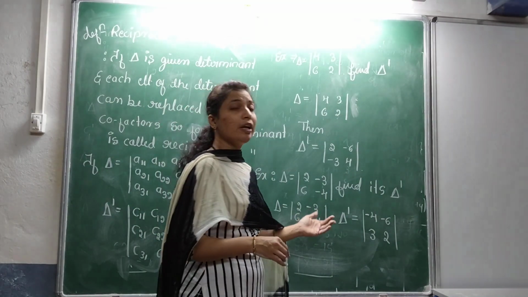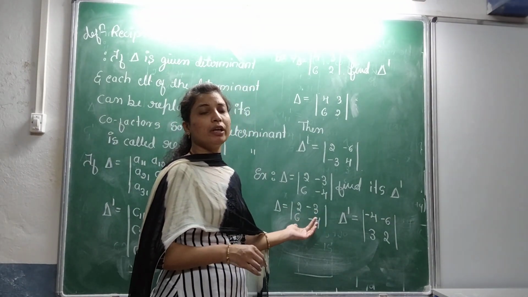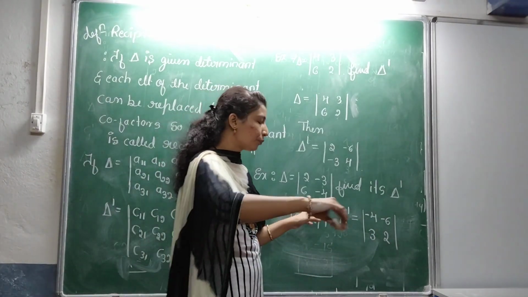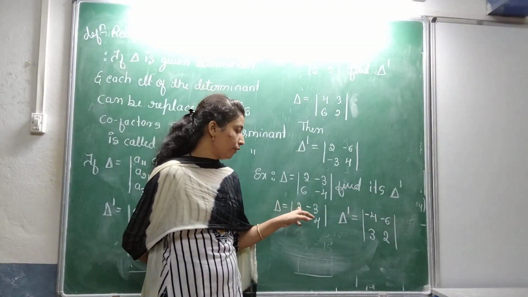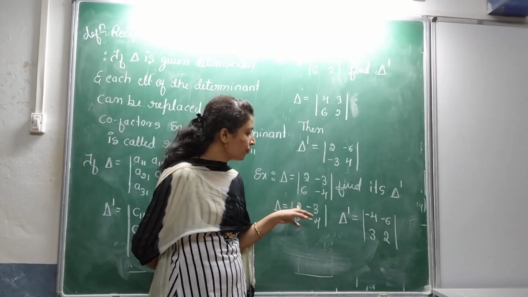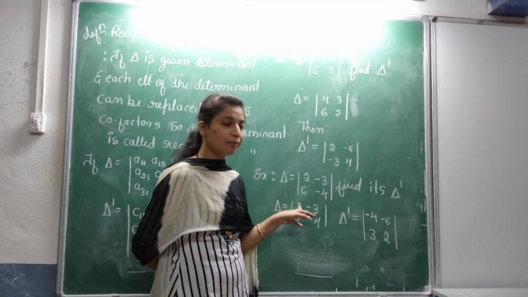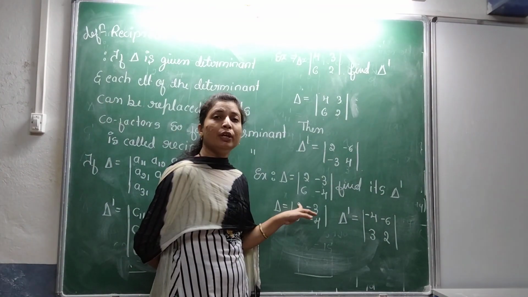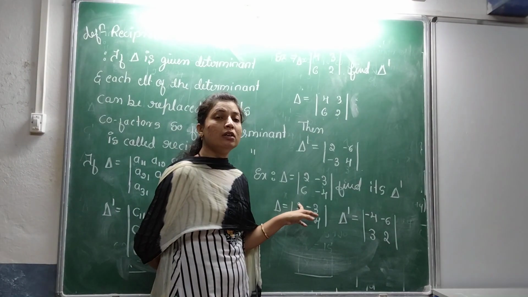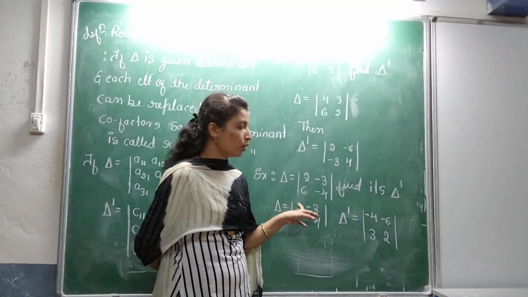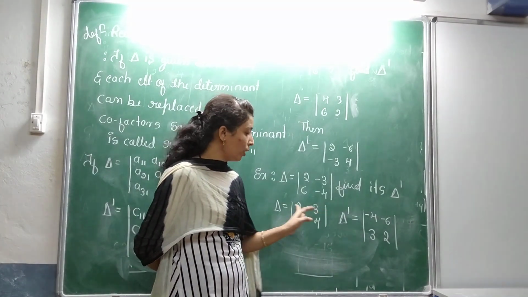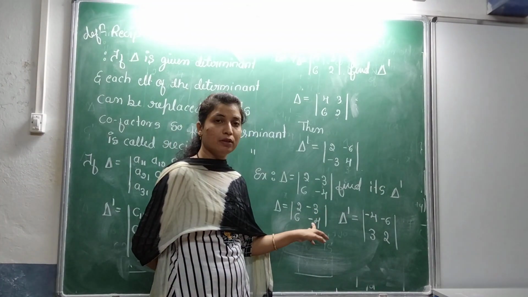Or we can find delta dash by using the cofactor formula. It means the cofactor of A11 is C11. C11 can be written as minus 1 to the power 1 plus 1 into the minor M11. So we leave the first row and first column. We leave the first row and first column. So the element is minus 4.